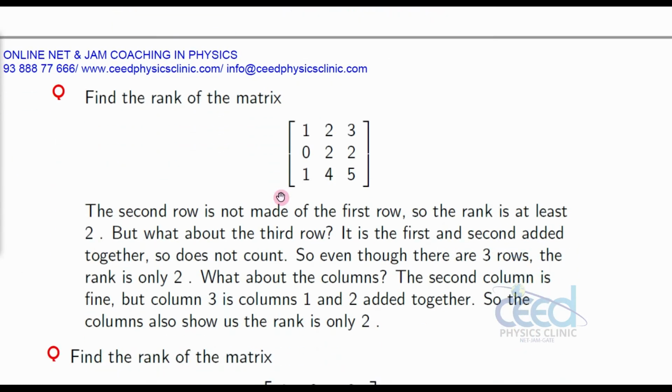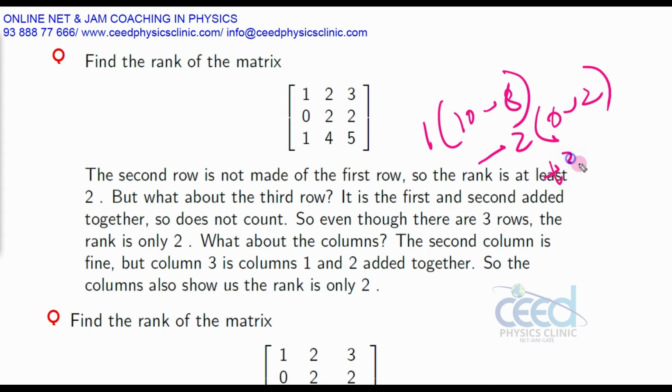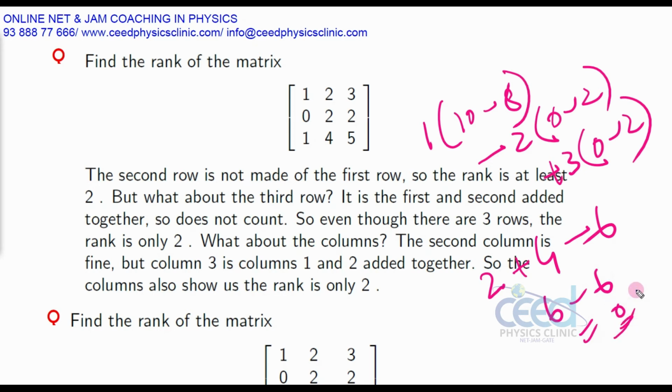Now I have given some questions here. Find the rank of the matrix. To find the rank, first you have to calculate the determinant. If determinant A is not equal to 0, you can say its rank is 3. Here I calculate the determinant: 1 into (10 minus 8), minus 2 into (0 minus 2), plus 3 into (0 minus 2). That is 2, plus 4, minus 6, which is 6 minus 6, equal to 0. So this 3 by 3 matrix has determinant A equal to 0.